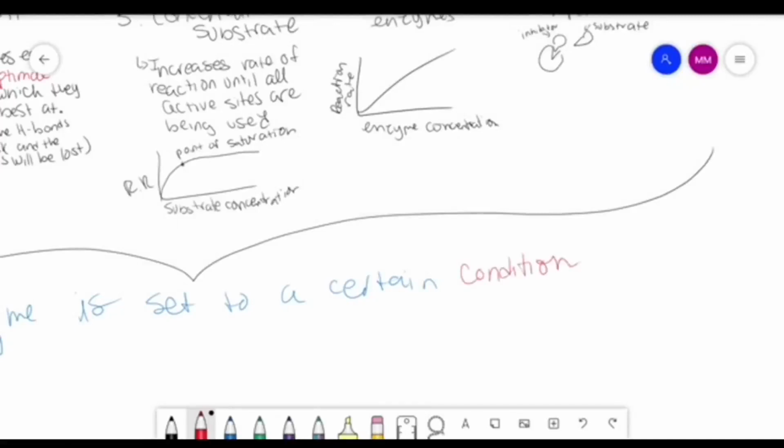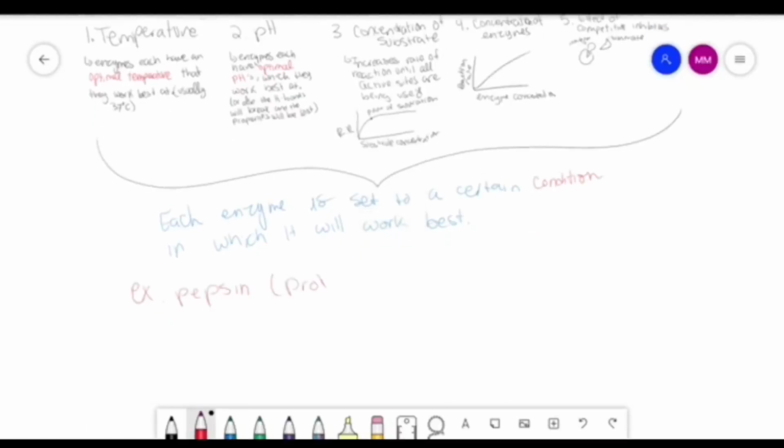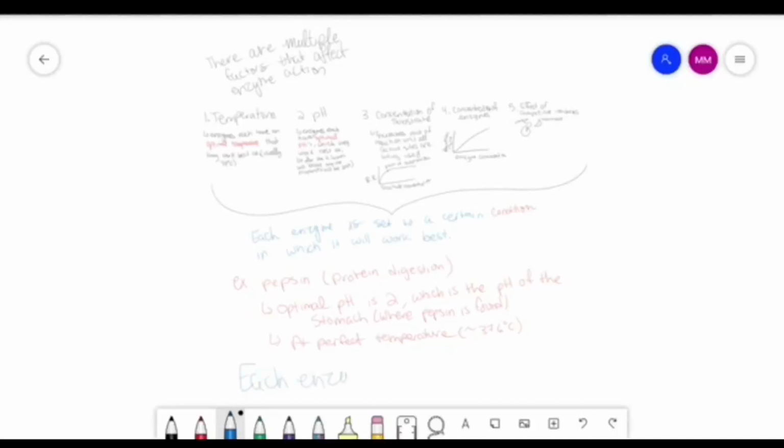However, each enzyme is placed in a certain condition in which it will thrive and work at its best, and that is definitely designed with a purpose, like pepsin. Pepsin is in charge of protein digestion, and its optimal pH is 2, which is exactly where it is in the stomach, which has a pH of 2. Plus, the temperature is perfect for it, which is the body temperature. Everything about enzymes is designed with a purpose.